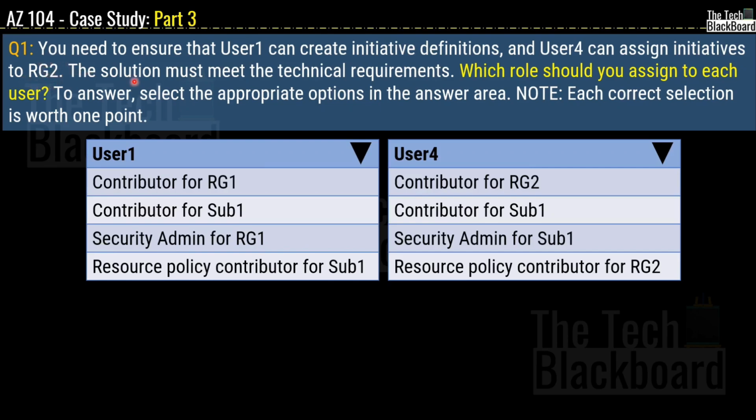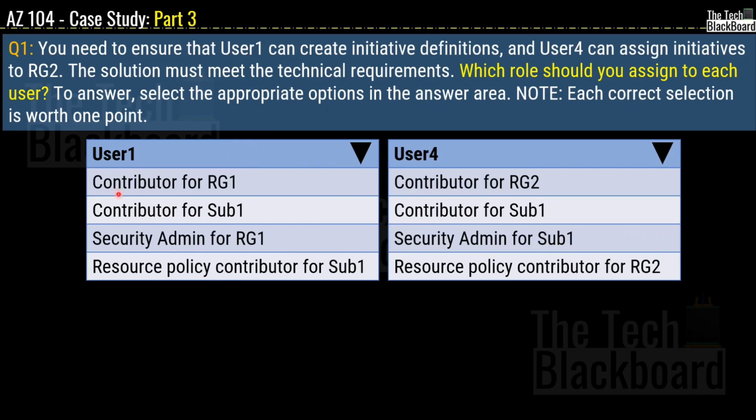The solution must meet the technical requirements. Which role should you assign to each user? To answer, select the appropriate option in the answer area. Please note that each correct selection is worth 1 point. Here you can see that we are given user 1 and user 4, and for each user we are given some roles. Let's read the roles for user 1.